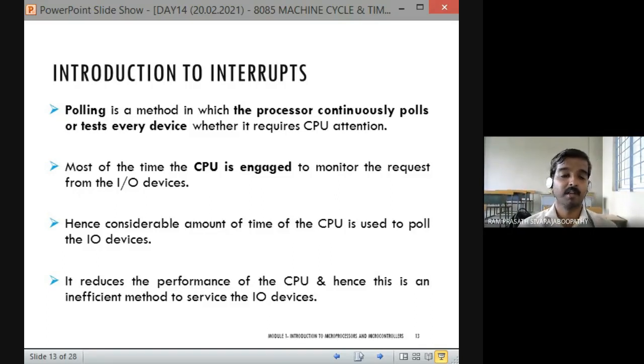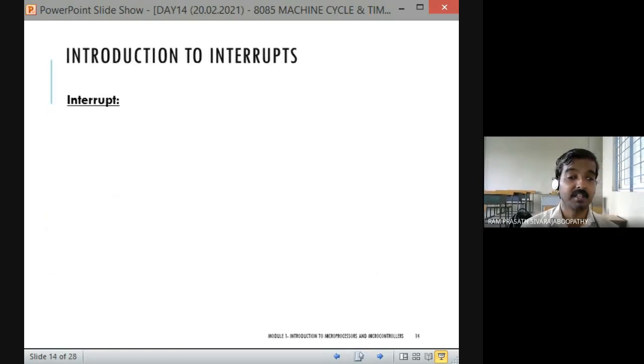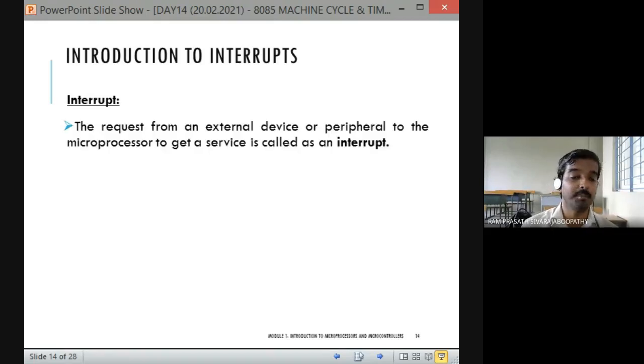At the same time, most of the time the CPU has to spend on polling. So for this purpose only we are going for interrupts. Pay attention: who is asking the device? The CPU is asking the device. The CPU is requesting the device whether it needs any service to perform. Whereas in the case of an interrupt, it is a request from the external device to the CPU. Who is requesting? The device is requesting the processor whenever it needs a service.